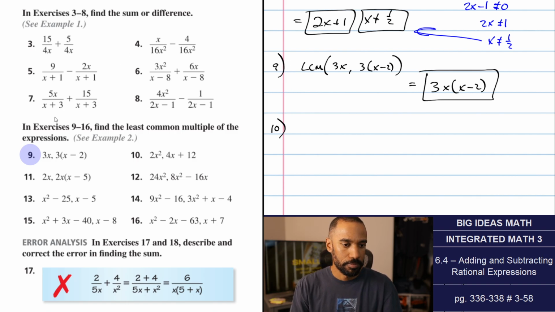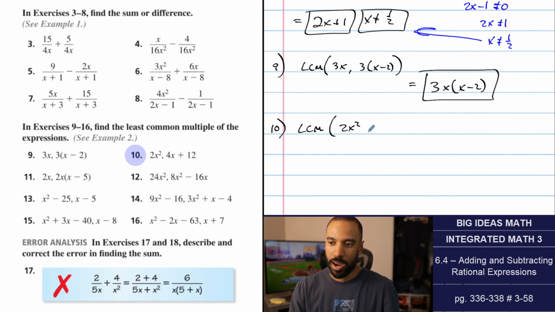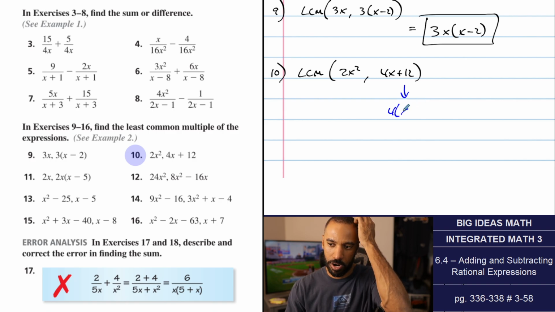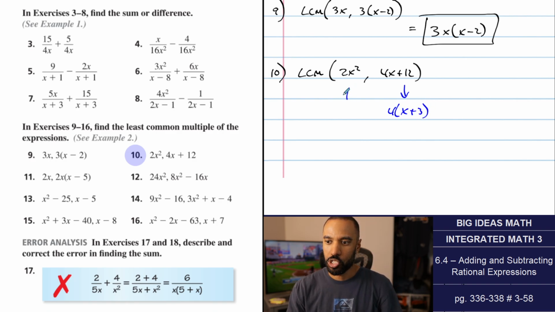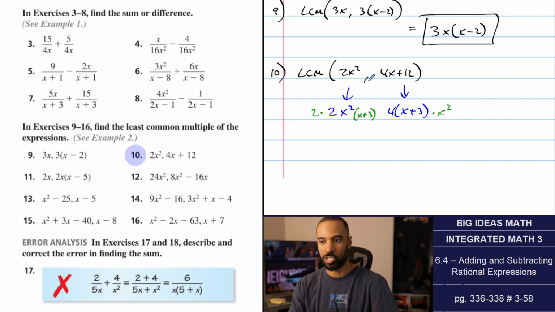Number 10. For the least common multiple of 2x squared and 4x plus 12, what you probably want to first do in 4x plus 12 is factor out the 4, and you're left with x plus 3. Now, for the 2x squared, I would need to multiply an extra 2 here to match that 4, and I need to get that x plus 3 in the fold as well, because it doesn't have an x plus 3. This is totally missing an x squared. But when put together, this is what we'll have. 4 times x squared times x plus 3.